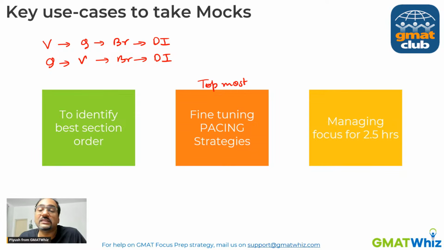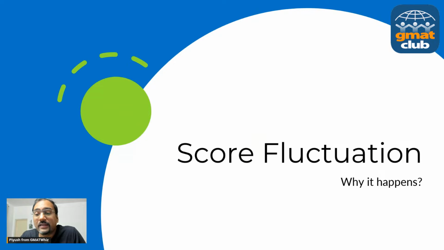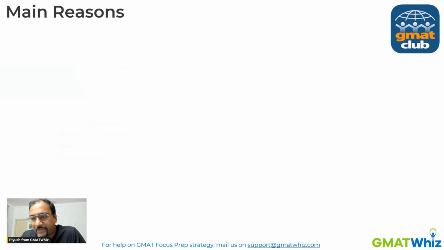And then the third reason why you should be taking a mock over a sectional is to build that focus, to maintain that stamina for a 2.5 hour long test. It is very important that you're able to manage that focus for the entire period. So these are three main big reasons why you should be actually taking mocks. Now, why does score fluctuation happen? There are broadly, I would say, 6 reasons.